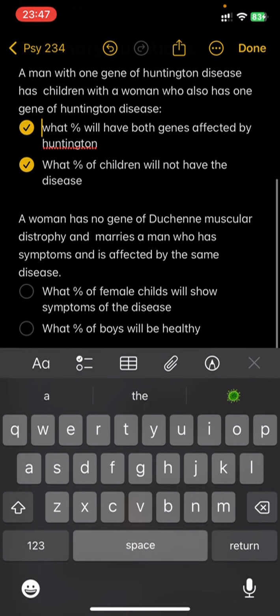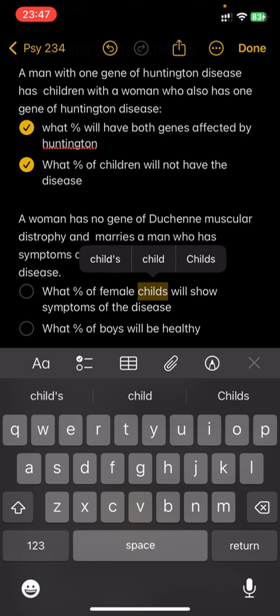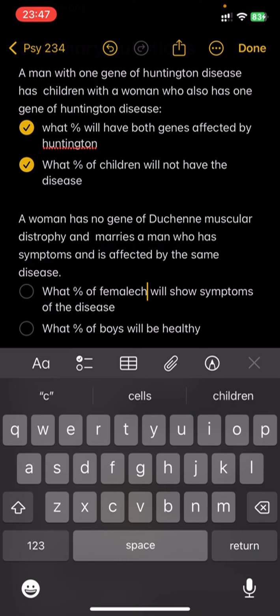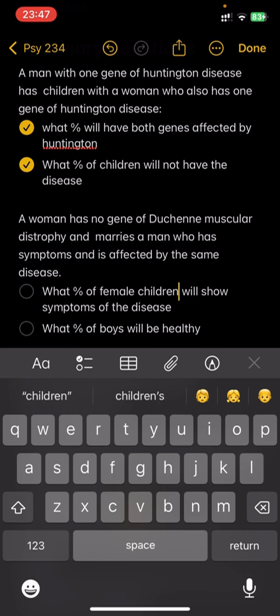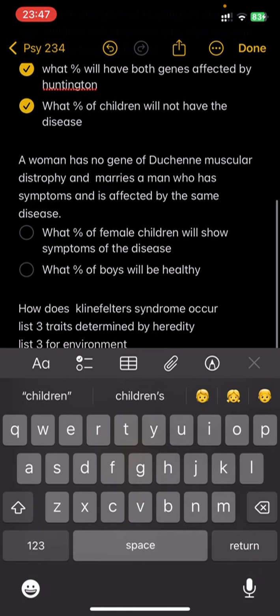Massive. Now, next question is, a woman has no gene of Duchenne muscular dystrophy. You can also pause to go and look at which one that one is under. And she marries a man who has symptoms and is affected by the same disease. What percent of female children will show symptoms of disease, and what percent of boys will be healthy?